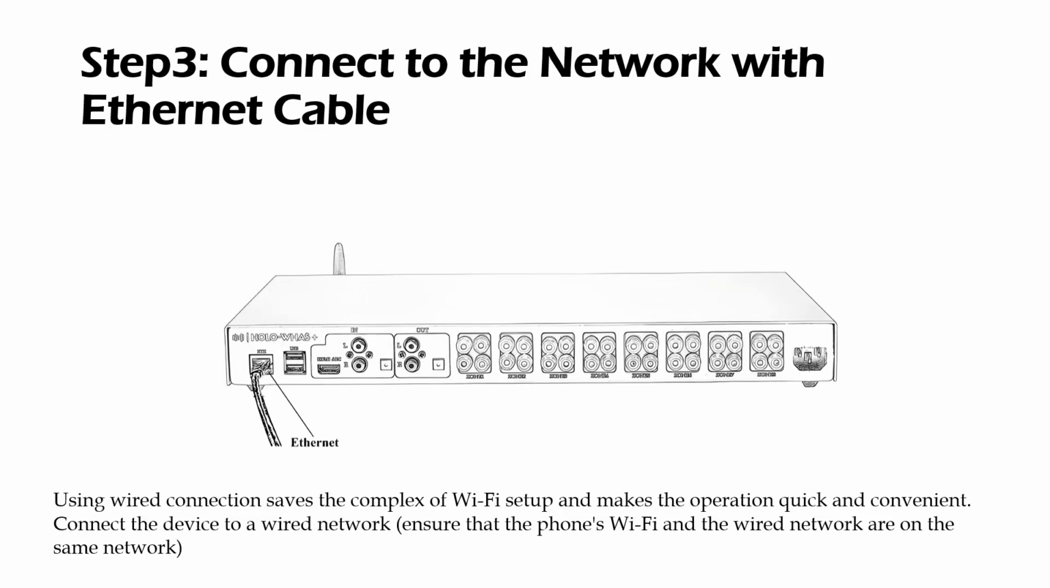Step 3. Connect to the network with an Ethernet cable. Using a wired connection saves the complexity of Wi-Fi setup and makes the operation quick and convenient. Connect the device to a wired network. Ensure that the phone's Wi-Fi and the wired network are on the same network.